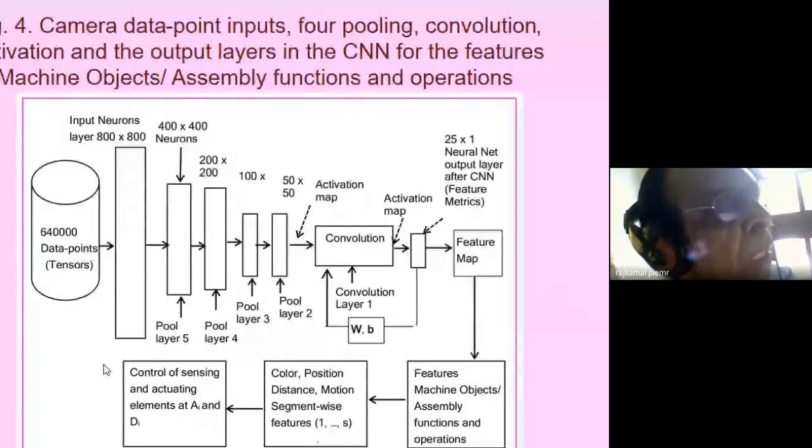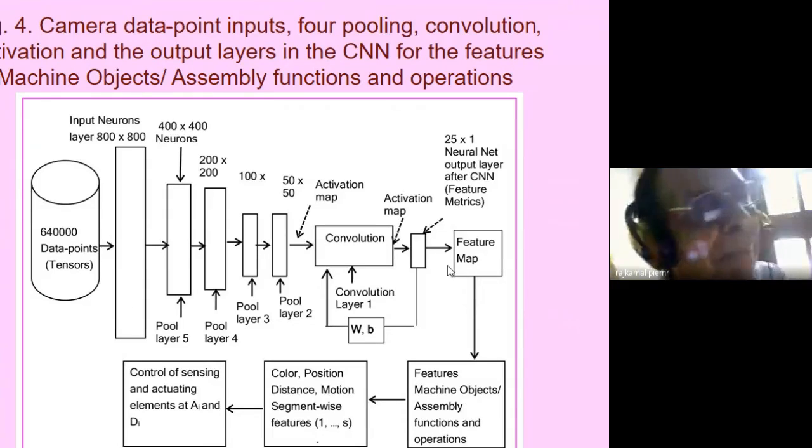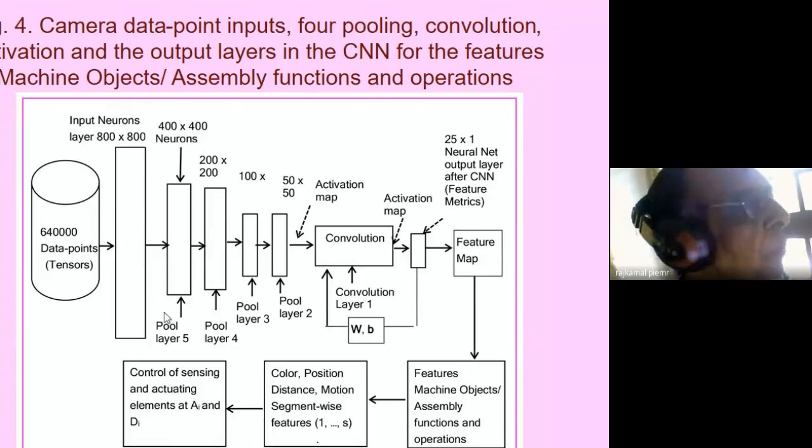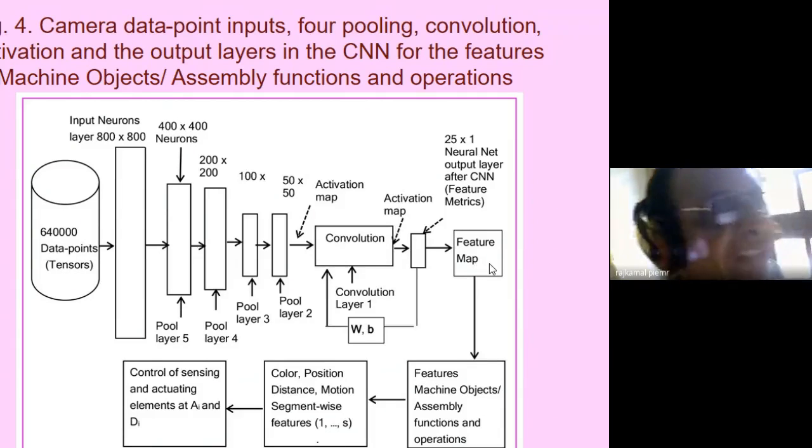So now let us look at the convolutional neural network. What is the convolutional neural network doing? It is connecting the data points with the feature map. For example, suppose this is the photograph. Then it is connecting to the features in that photograph. And from those features, the mapping is done.